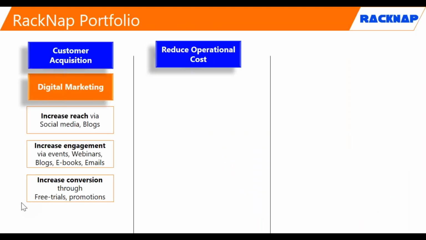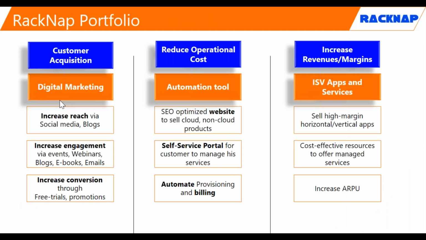Okay. These are some of the low-level details in terms of what each of these activities do. For example, from a digital marketing perspective, we do events, webinars, etc. From an automation tool perspective, we offer an SEO optimized storefront or website to sell cloud services, etc. And similarly, from an applications or services perspective, RackNap helps you to offer managed services purchasable by a customer.